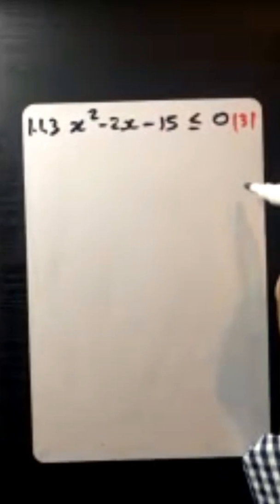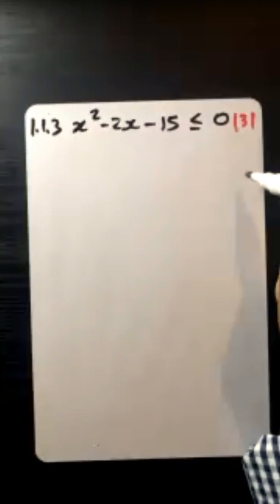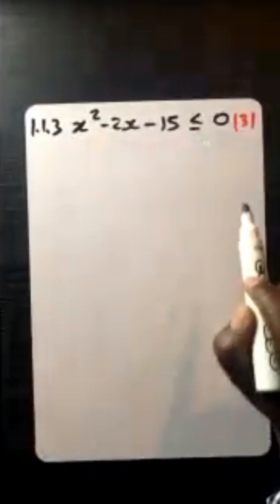1.1.3, it's x squared minus 2x minus 15 less than or equal to 0. And this question is allocated 3 marks. So guys, what is this? This is a quadratic inequality. Why am I saying it's a quadratic inequality? It's because I see that letter squared, which means it's a quadratic. I see that sign, which means it's an inequality.